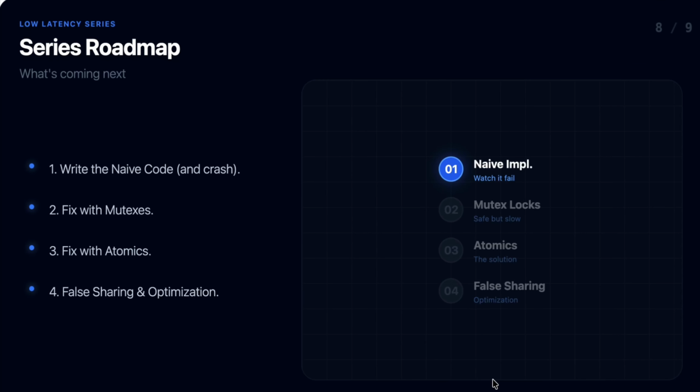Alright, now that we have a fair idea of what SPSC is and why it matters, in the next video, we'll make this concrete. We'll write an SPSC queue that looks completely reasonable, clean logic, no obvious bugs, and we'll watch it fail in subtle ways. Then we'll fix it step by step, firstly by using mutexes to establish correctness and then using atomics to recover performance.